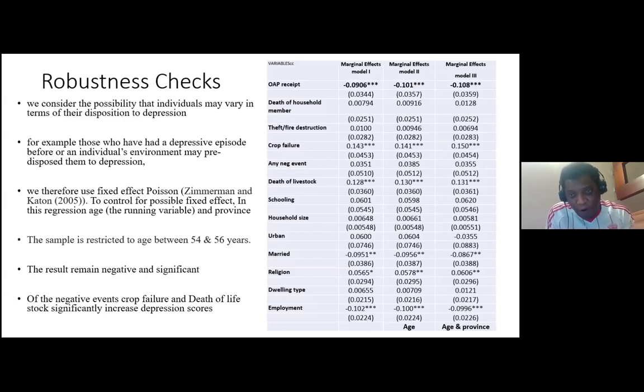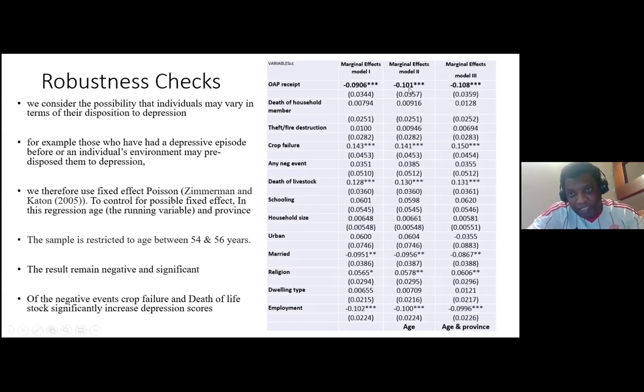So we use wave 4 and wave 5 of the NIDS data set, and we use a Poisson fixed effects regression. The argument there is based on the paper by Zimmerman and Katz, which argued that because the questions we used to derive our depression variable ask how many times an event or a feeling happened, that variable can actually be modeled as a count variable. So we use Poisson fixed effects here.